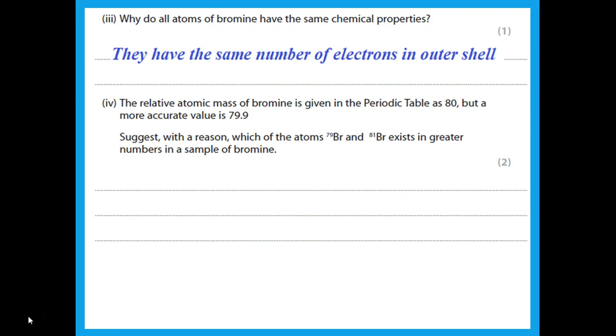Okay, the relative atomic mass of bromine in the periodic table is 80, but a more accurate value is 79.9. So, with a reason, which of the atoms, bromine 79 and bromine 81, exist in greater numbers in a sample of bromine? Now, if the average is 79.9, is this average nearer to 79 or nearer to 81? It's nearer to 79, so that means bromine 79 must be present in greater numbers in the sample. So 79 is closer to 79.9, which means it must have the higher percentage, or the higher abundance.